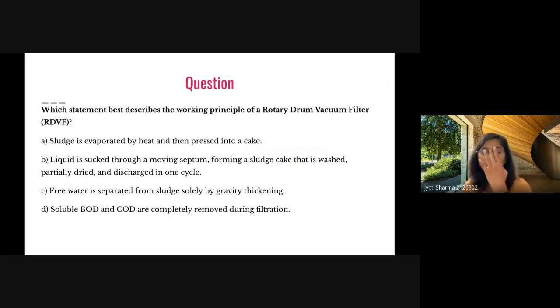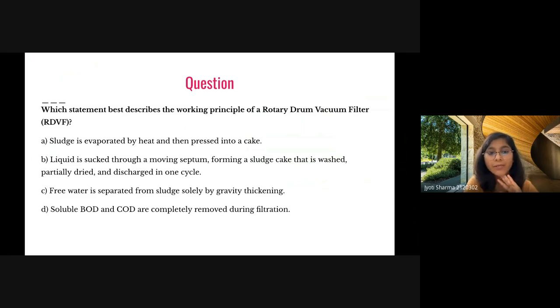Okay. So, because we are talking right now about the dewatering, one of the methods to dewater the sludge is the rotary drum vacuum filter. So, we are using a filter that is based on the vacuum, and you need to tell me what is the working principle of this RDVF. This is one of the methods of dewatering, right? So we have four options here.